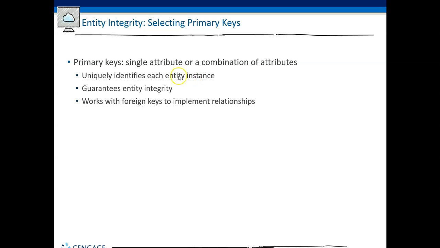But it uniquely identifies each entity instance. So I'm glad to see that because I keep using that word, but I didn't know if anybody else did. An instance of an entity is a record or a row in a table. So it uniquely identifies each row, each record, however you want to say it, in a table. So it guarantees entity integrity, and it works with foreign keys.